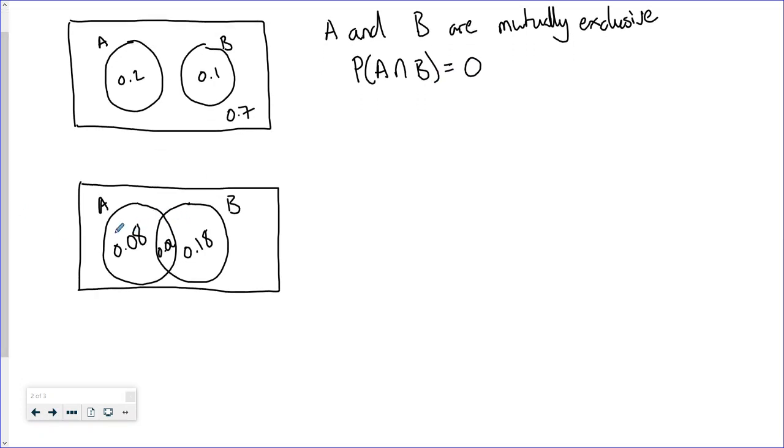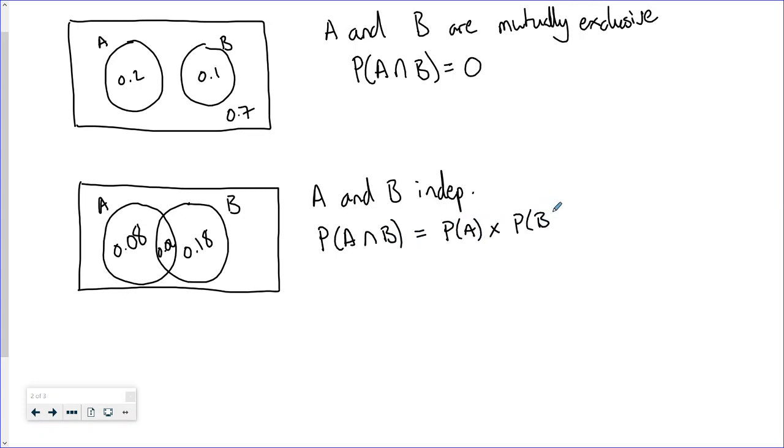Well, these two sets, A and B, are not mutually exclusive. The events A and B can happen at the same time with that probability. But it turns out that these two events are actually independent. So let's look at what independence of two events means. Well, the definition of independence is that the probability of A and B happening is equal to the probability of A times by the probability of B.